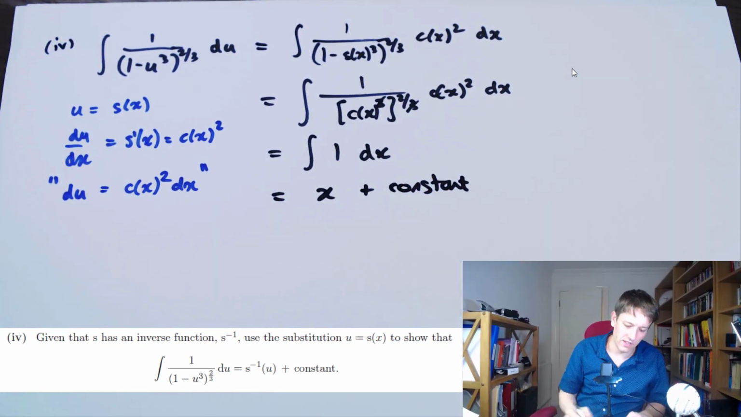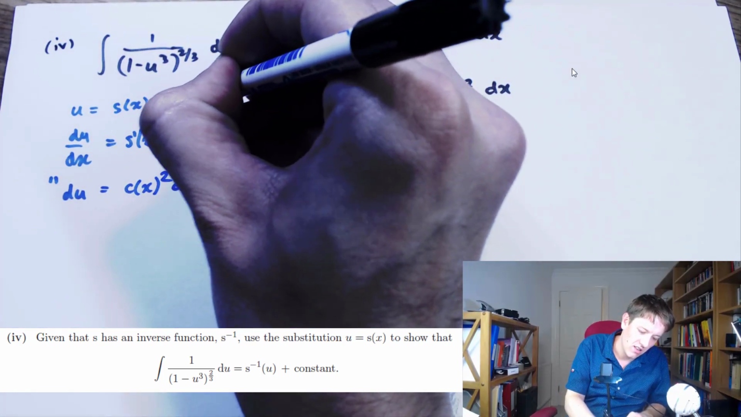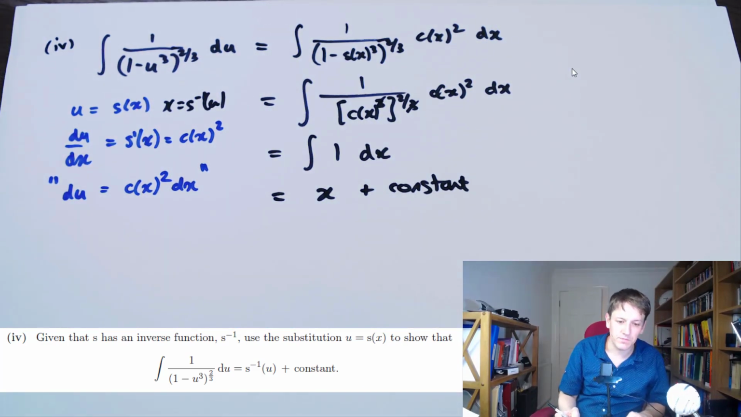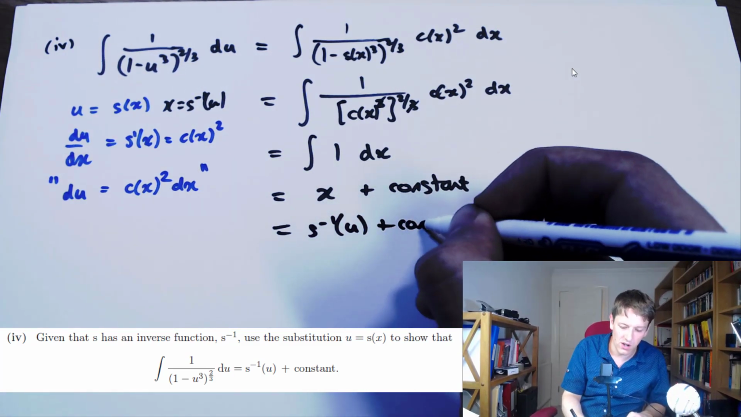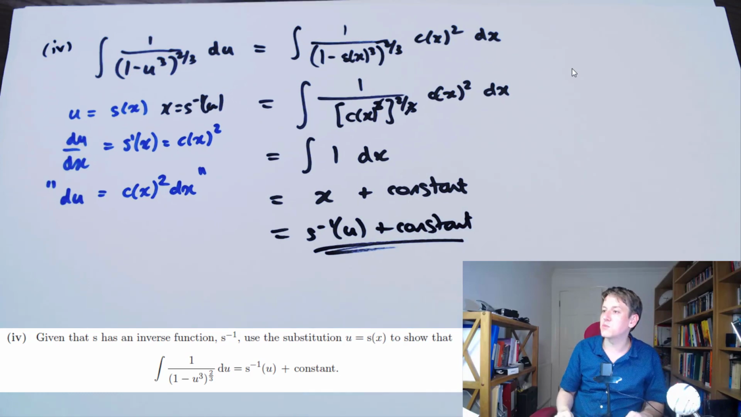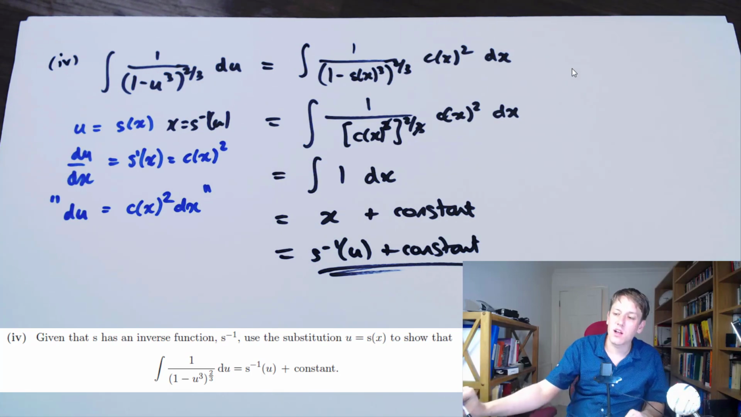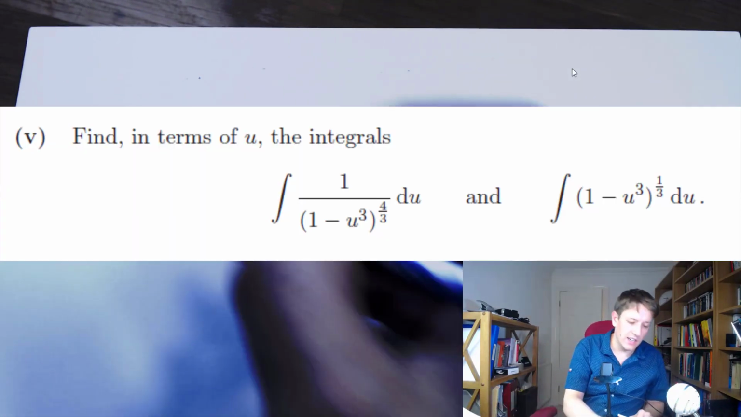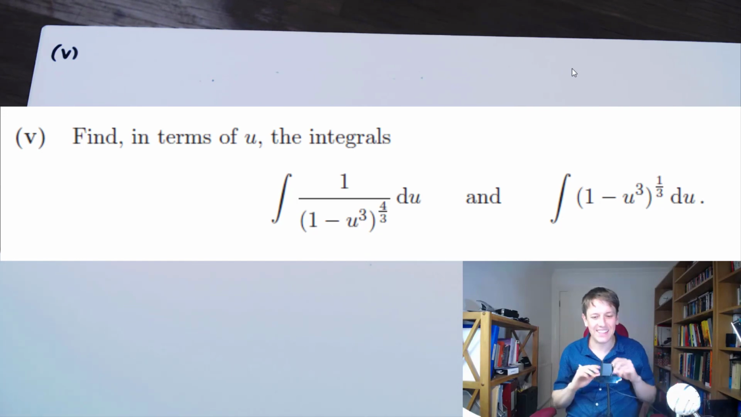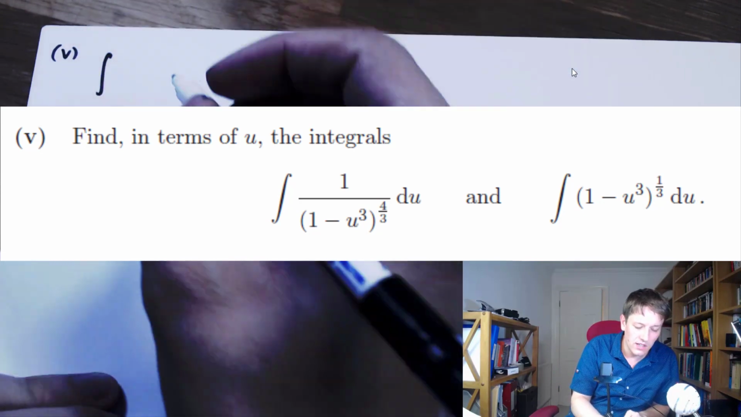So given that I can invert this function u equals s of x, that would mean that x equals s inverse of u, and then we get exactly what we want, s inverse of u plus a constant, as we were asked to do in the question. Okay, so that part, I think, we're given the hint, so shouldn't be too bad. But then in part 5, we really have to do our own thing and work out what we're going to substitute, and how we're going to sort that out.